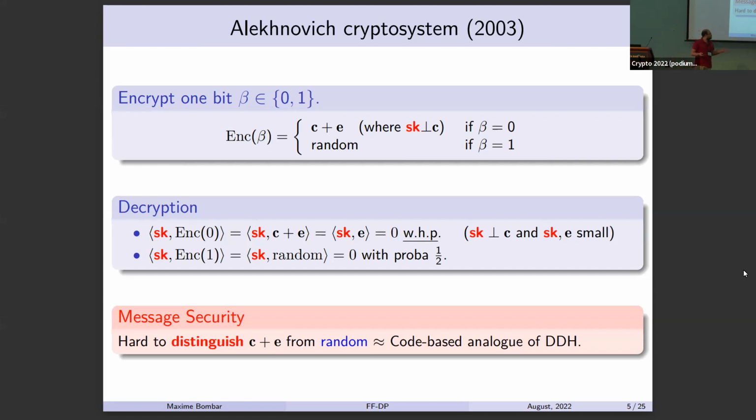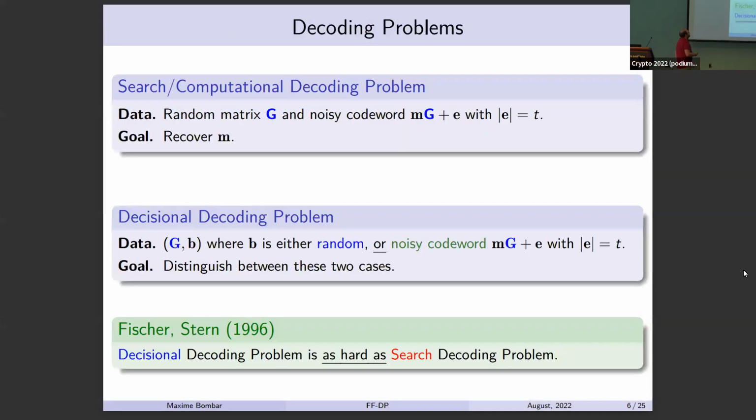In other words, the knowledge of the secret key enables Alice to distinguish between a noisy codeword, C plus E, and a random vector of length n. This is precisely the hardness assumption to base the security of this cryptosystem, and it can be thought of as a code-based analog of the decisional Diffie-Hellman hypothesis. Well, let's formalize a little bit.